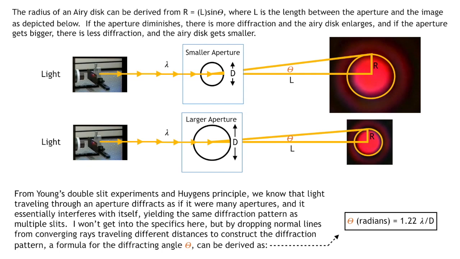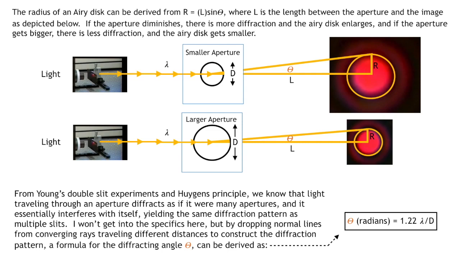The radius of an Airy disk can be derived from r, the radius, equal to L, the length of the light after the aperture diffracts it and before it hits the detector, times the sine of theta, or that angle. Where L is, again, the length between the aperture and the image as depicted. So if the aperture diminishes, there is more diffraction and the Airy disk enlarges. That's just how light works.